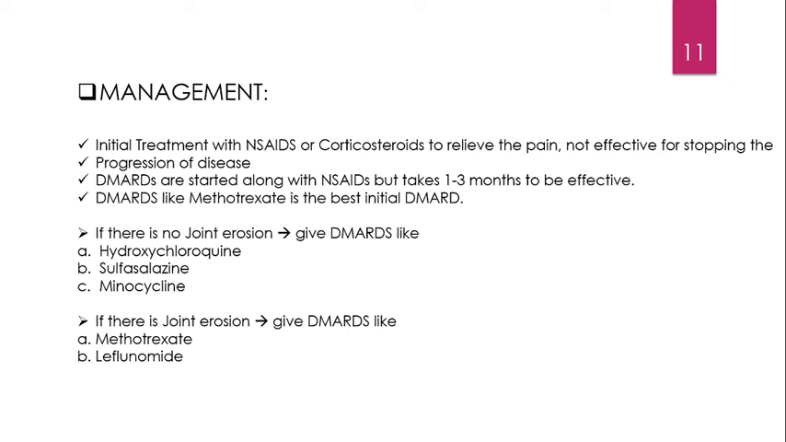If there is no joint erosion, then we will prefer hydroxychloroquine, sulfasalazine and minocycline. Sulfasalazine is basically safe in pregnancy, and hydroxychloroquine has a side effect of visual problems. So whenever you are giving hydroxychloroquine, you should examine your patient every 6 and 12 months for visual acuity and visual problems. And if there is joint erosion, then the best DMARDs that you can give are methotrexate and leflunomide.